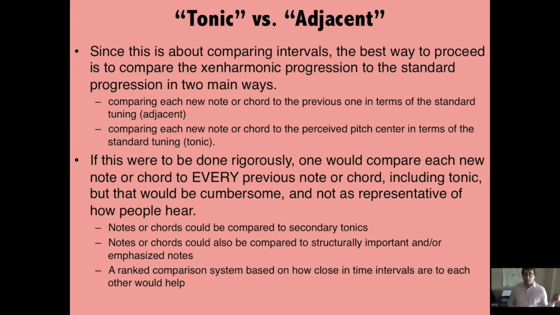So I'm sure that almost all of the examples I provide would have more specific comatic interpretations if I had bothered to include JI. So if this were to be done rigorously, one would compare each new note or chord to every previous note or chord, including tonic. But that might be cumbersome and not as representative of how people hear. So I didn't do that here.